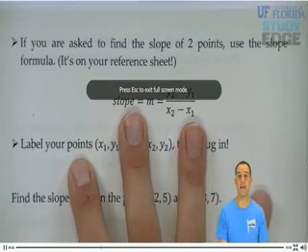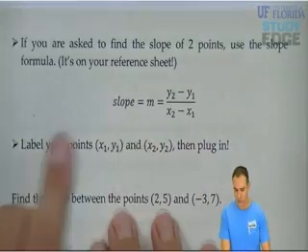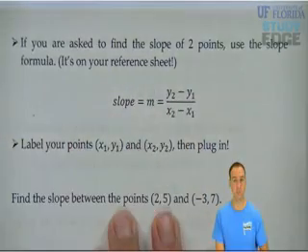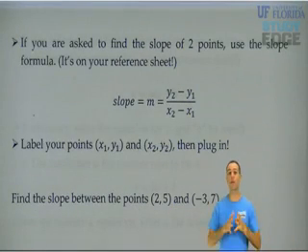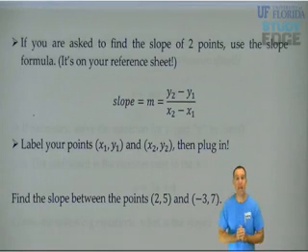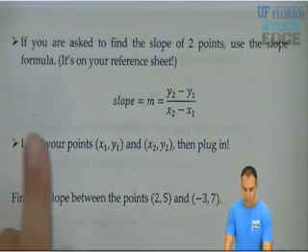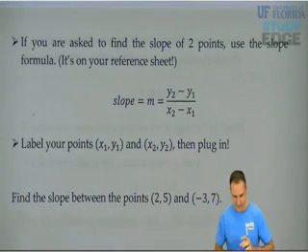Here's another way. If you're asked to find the slope of 2 points, then you can use the formula on your reference sheet. Slope m is y2 minus y1 over x2 minus x1. In fact, if you want to, go back to the lines that we just went over, and take those 2 points, and you can find slope again. Label your points. It does help to label them so you make sure you plug them in correctly.